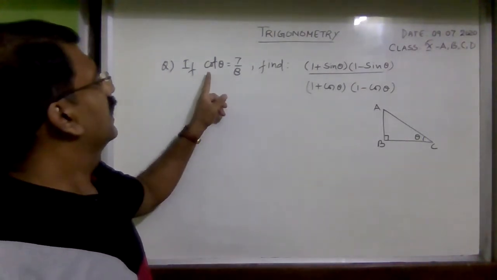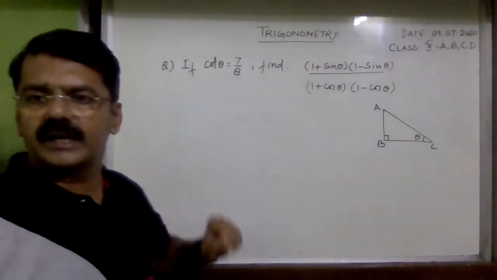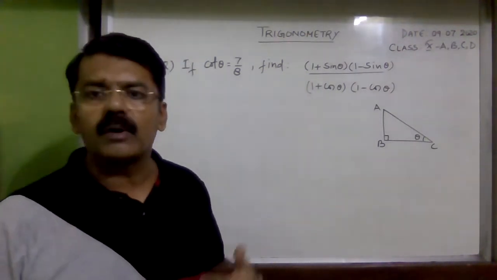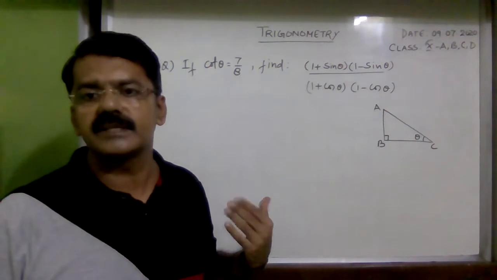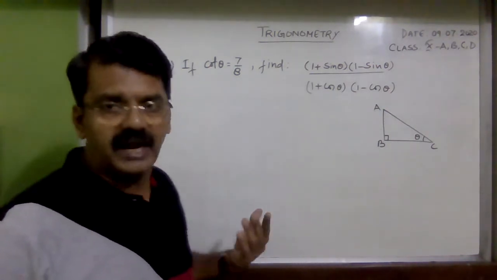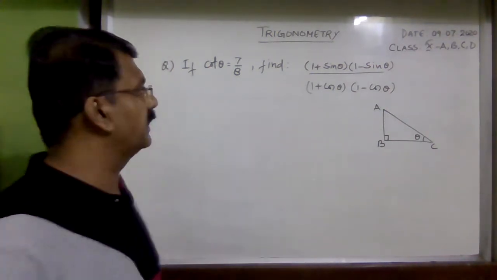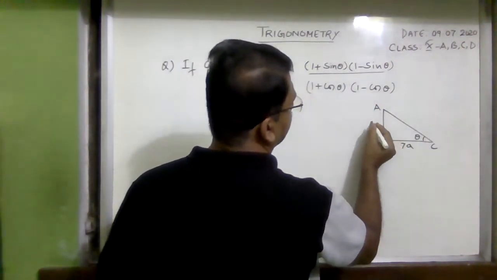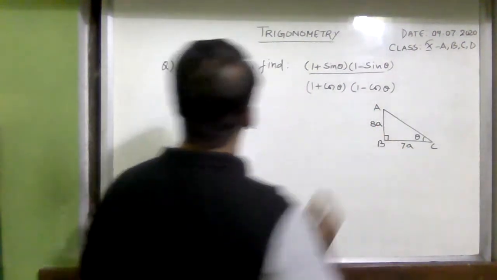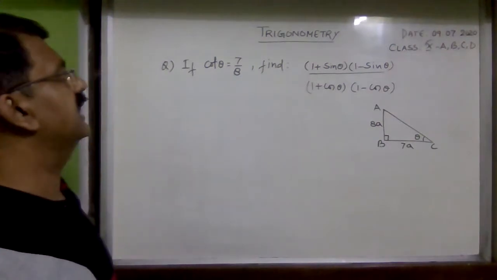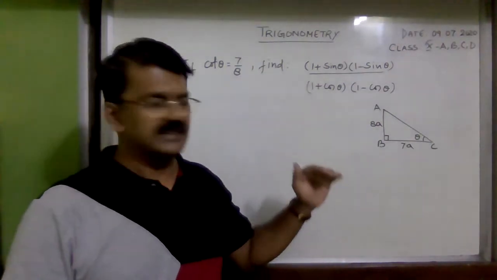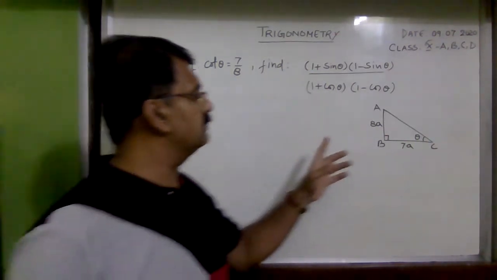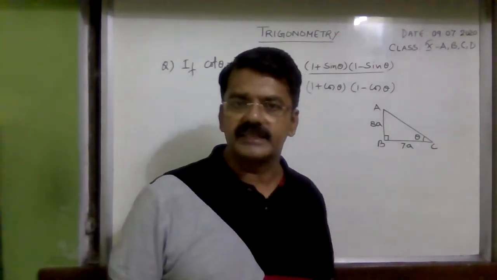Now see, cot theta they have given 7 upon 8. I just told you in the previous question that cot theta means base upon perpendicular, because it is reciprocal of tan. That means this is 7a and this is 8a. Cot theta is 7 upon 8, means 7a upon 8a you can say. Now using Pythagoras we will find the length of AC.